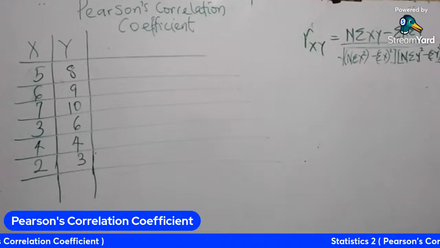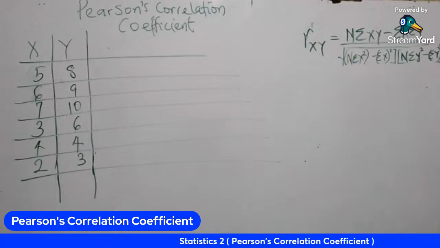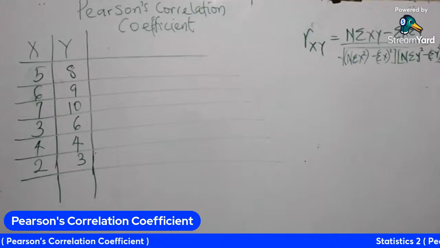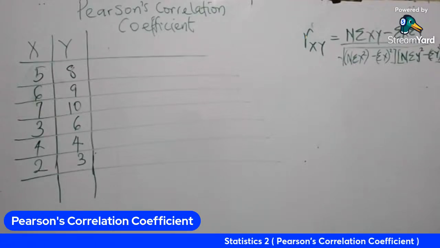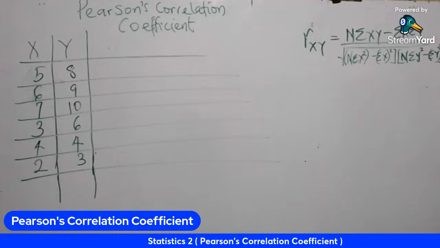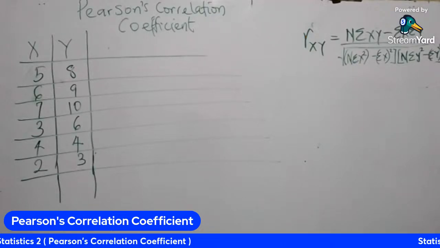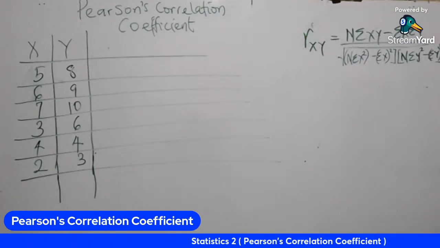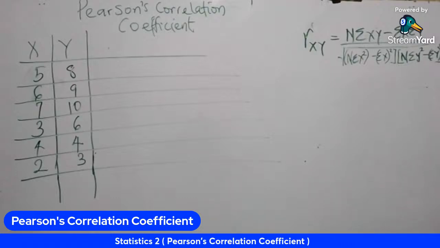All right, welcome back once again to the Statistics 2 class, which we have been looking at the test of relationship. In our previous video, we talked about the Spearman correlation coefficient, and this time around, we also want to look at the Pearson correlation coefficient. These are the two types of correlation that we are talking about.